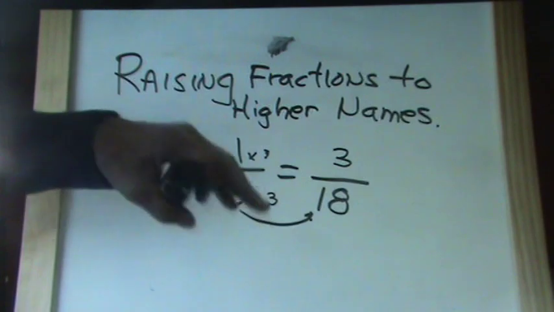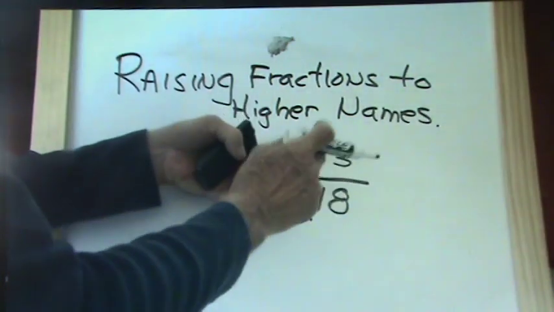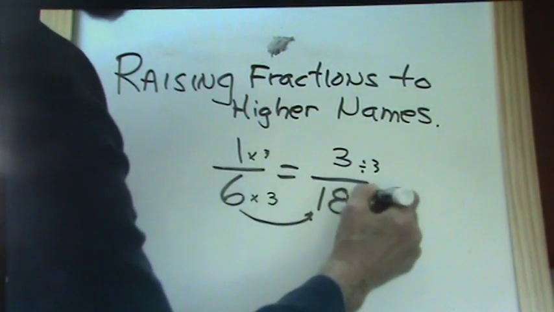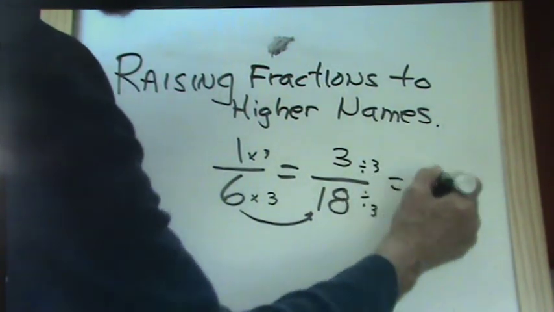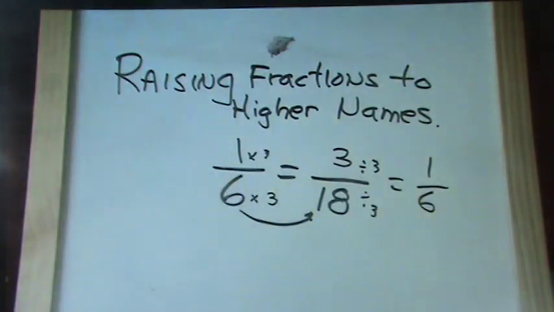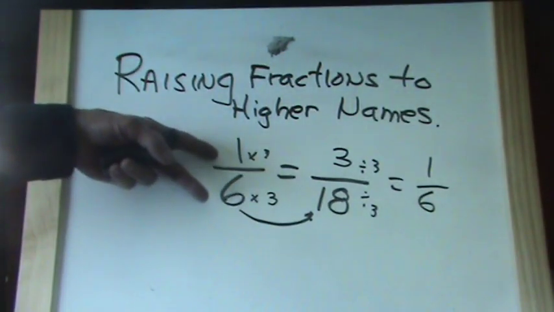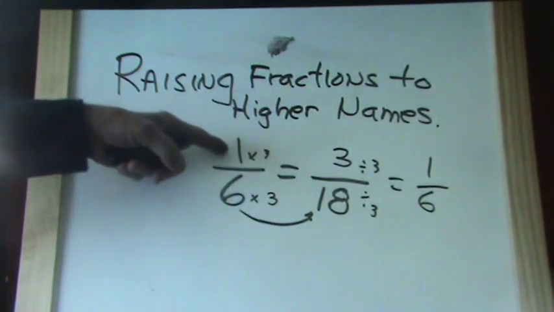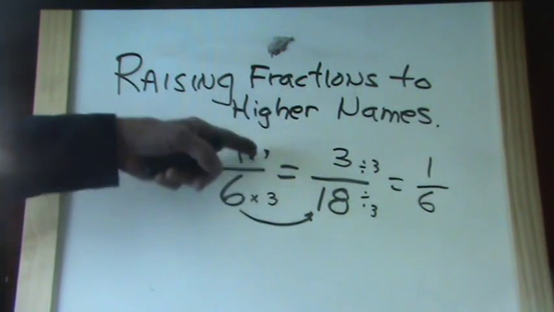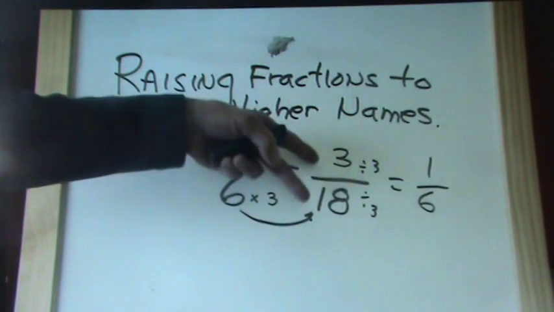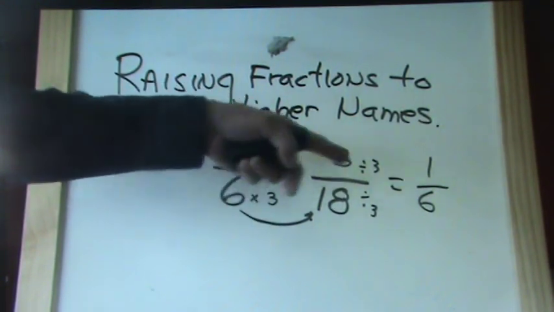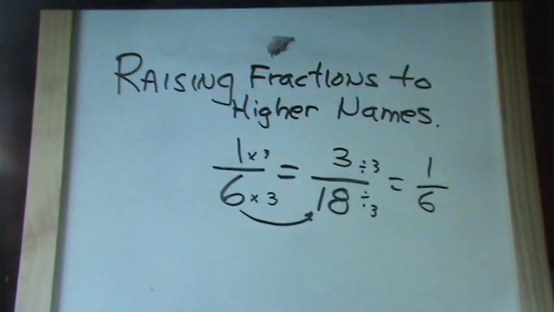And of course, by the way, you know that if I reduced 3/18, I'd divide by 3 and divide by 3, and I'd get back to 1/6. So, to change a fraction to a higher name, you multiply the numerator and denominator by the same number. To reduce a fraction to its lowest name, you divide the numerator and denominator by the same number. Good, we'll take a look at a couple more.